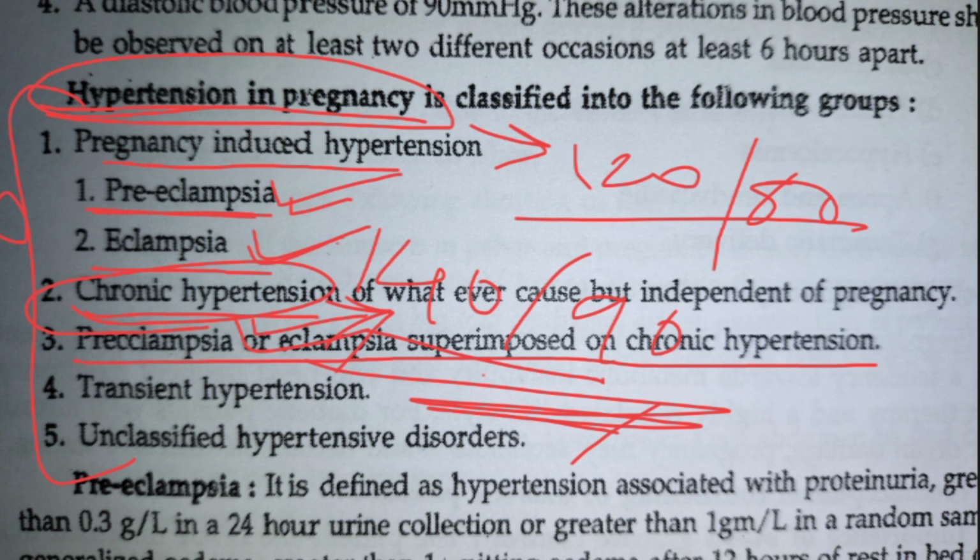If not, then we have another type, which is known as transient hypertension. That is, after the delivery, in the postpartum period, within 10 or 12 days, this BP will automatically disappear. And the last, we have unclassified hypertension. That is, we don't know the reason for the hypertension, but it occurs.